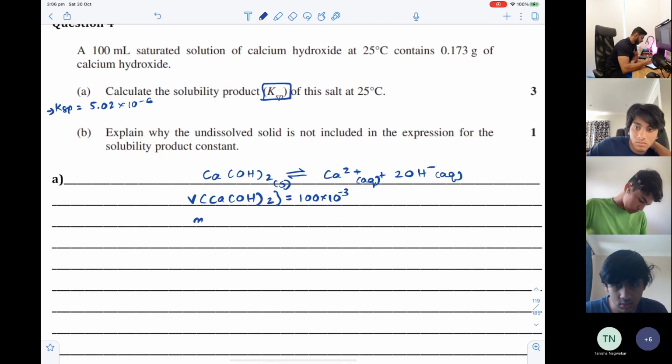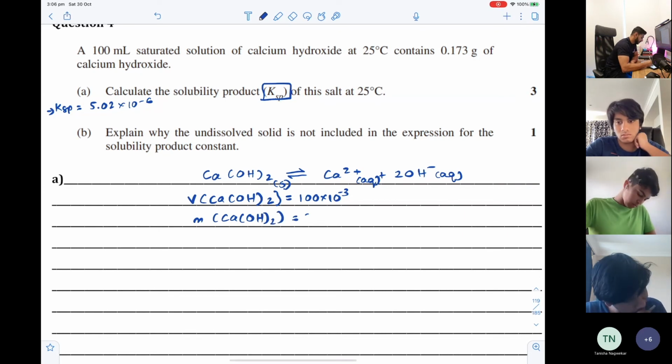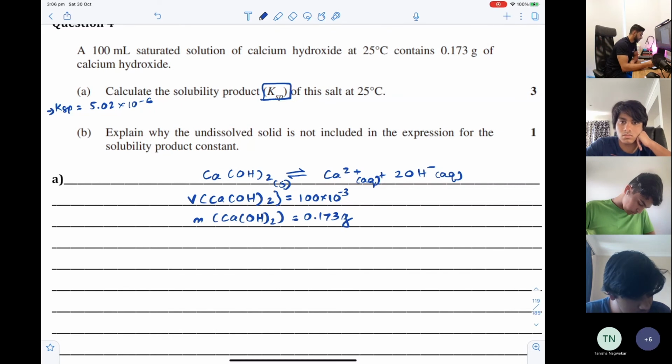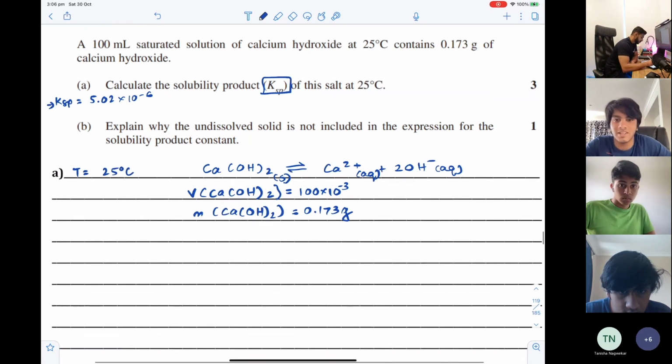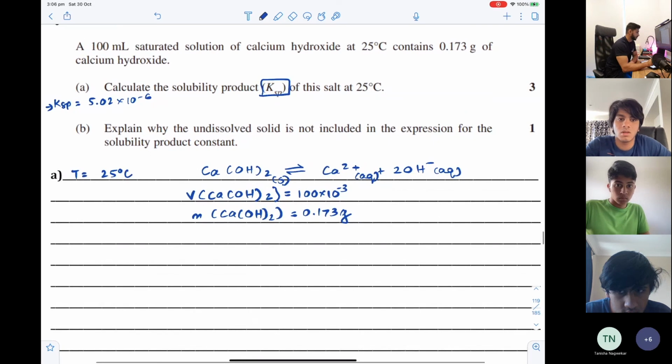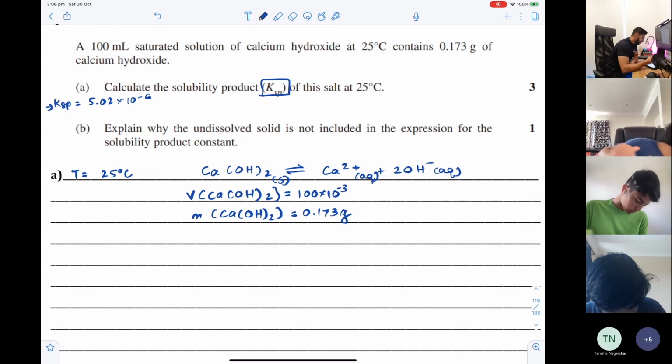M. Good. So 0.173. M's not a concentration, it's a mass, right? But you're right, we can find concentration. But let's get the raw data out first. So we've got mass, we've got volume. So M and V, we've got T. Mithilesh, why have they given us T? Because the value of K changes at different temperatures. Very good. So that's the only reason they're giving it to you, right? Your solubility will also change based on temperature. Very good. So we've got an M, we've got a V.